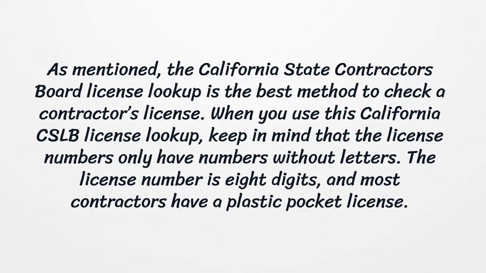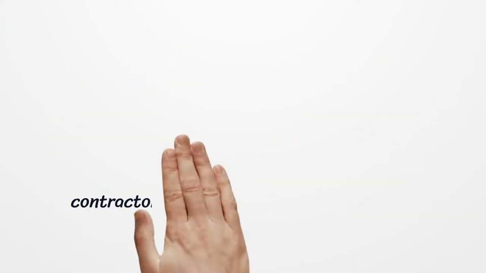As mentioned, the California State Contractors Board License Lookup is the best method to check a contractor's license. When you use this California CSLB license lookup, keep in mind that the license numbers only have numbers without letters. The license number is 8 digits, and most contractors have a plastic pocket license.